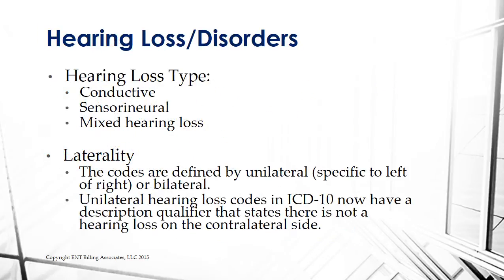Now we will move on to hearing loss and other hearing disorders. During your examinations for hearing loss, make sure to document the type of hearing loss, for example, if it's conductive or sensorineural. And you'll also want to make sure you document laterality. Hearing loss codes can either be unilateral codes, which are specific to the left or right ear, or they can be bilateral. Additionally, the unilateral hearing loss codes have a description qualifier that states there is no hearing loss on the contralateral side.